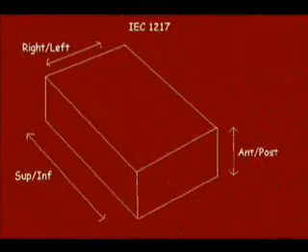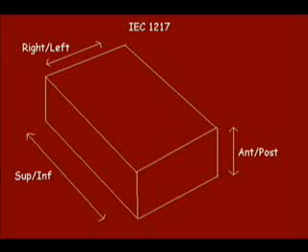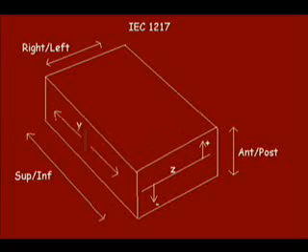This is a cube that shows the IEC 1217 coordinate system. Let's quickly look this over. This is ant to post, or the Z coordinate. Anything positive means that a shift is anterior, and a negative means a shift posterior. For the Y coordinate system, anything positive means a shift superiorly, and anything negative means a shift inferiorly. For the X coordinate, anything positive means towards the patient left, and anything negative means towards the patient right.